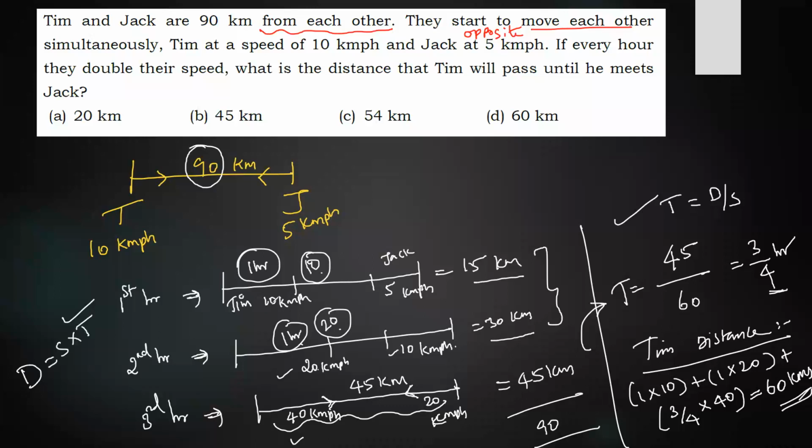But the question is the distance traveled by Tim alone. Initially, Tim traveled 10 km in 1 hour. Then he traveled for 1 hour at 20 km per hour, so 20 km, totally 30. The distance formula is speed into time. Here the speed is 10 into 1. The second time, 20 into 1. The third time, within 3/4 hour they reach the point, so 3/4 hour traveled by Tim at 40 km per hour, which is Tim's speed. That's why we multiply speed into time. You will get 60 kilometers. This is overall for each and every hour.